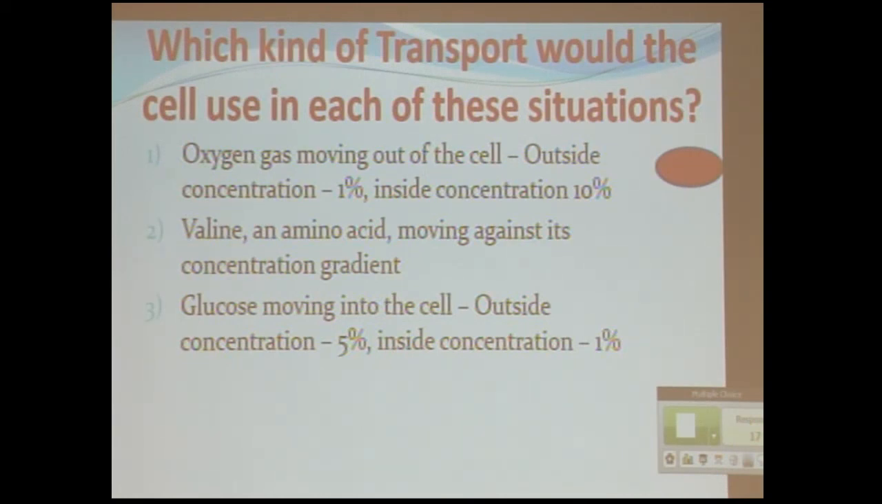Is active transport a type of facilitated diffusion? No, it's a separate process. They do both use proteins, but since it's using energy, it's just its own category. Good questions. All right, so I'll see y'all tomorrow.